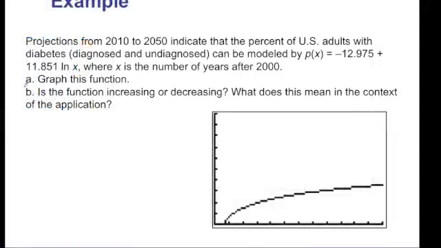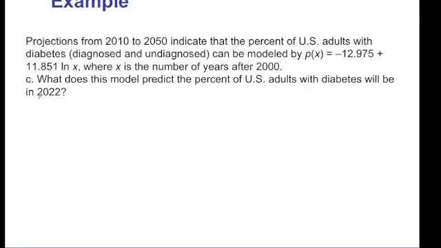The thing they asked to do is to graph the function. We've done that. Is the percent increasing or decreasing? Well, we can see that it's increasing. And what does this mean in the context of the problem? It means more people will have diabetes. What will the percent of U.S. adults be in 2022? This will be x equals 22 then.